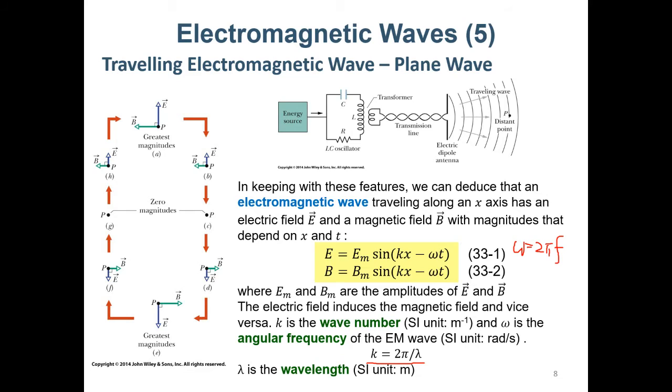So we generally talk about k times x, the displacement, and then omega t. We had better explain all the variables here.